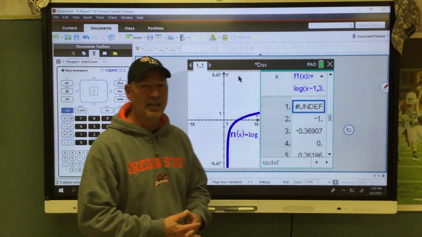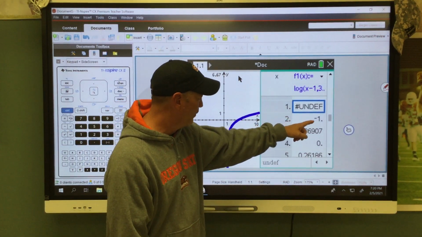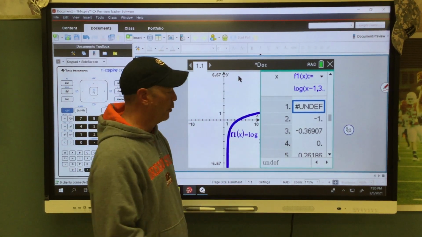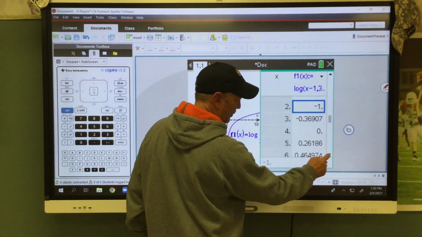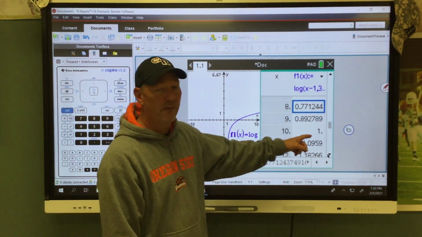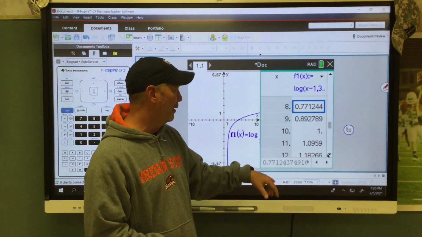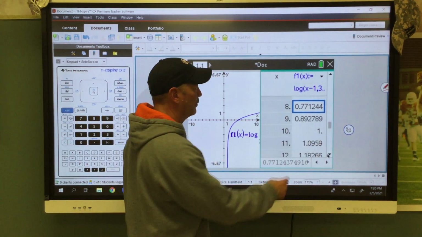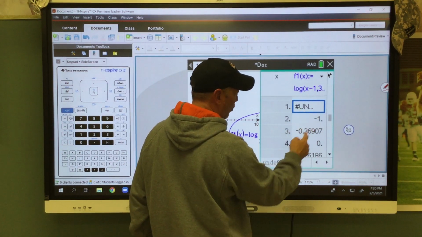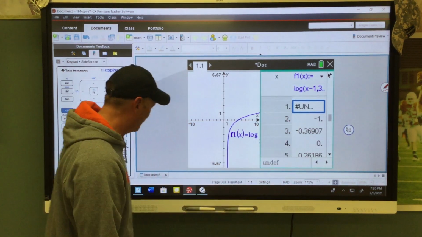I'm looking for things that are not decimals if possible. I have 2, -1, 4, 0. Let's see if I have anything else. I can maybe see if 10, 1 fits on my graph. I'm not sure how big my graph paper is. It may not fit, okay? So I have 10, 1. But 2, -1, 4, 0, that's what I want to try first.